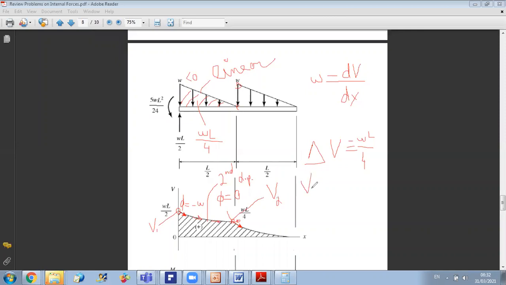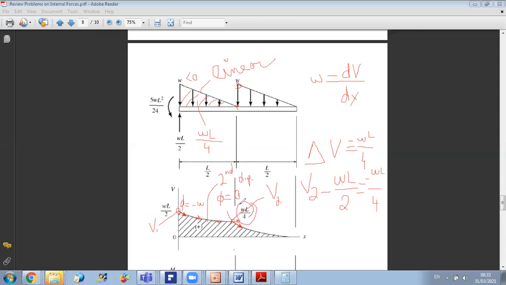So V2 minus V1, and V1 I can replace by omega L over 2. V2 minus omega L over 2 is equal to minus omega L over 4. So this will give you that V2 is plus omega L over 4. Okay, so this is why here the value of V2 is omega L over 4.